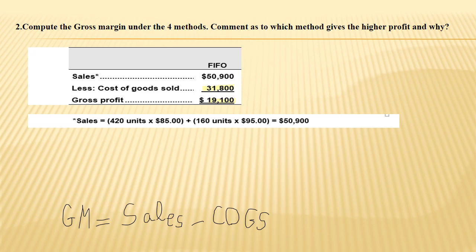Then I will find the cost of goods sold, which I already calculated in the previous slides. If we go back, I will find that the cost of goods sold under FIFO will be $31,800. So this will give us a gross profit of $19,100. Before completing, by logic, which method do you think will give us the higher profit?